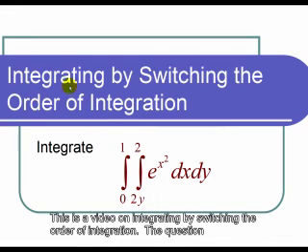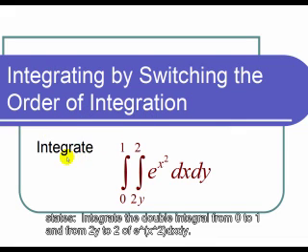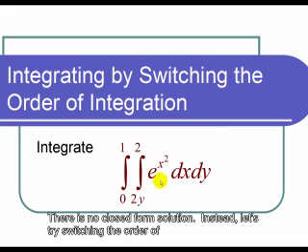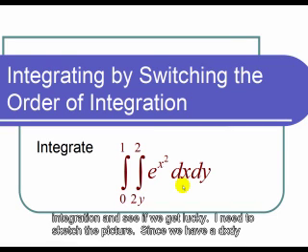This is a video on integrating by switching the order of integration. The question states, integrate the double integral from 0 to 1 and from 2y to 2 of e to the x squared dx dy. So if we try to integrate e to the x squared dx, we won't succeed. This is one of those impossible integrals. There is no closed form solution. So instead, let's try switching the order of integration and see if we get lucky.